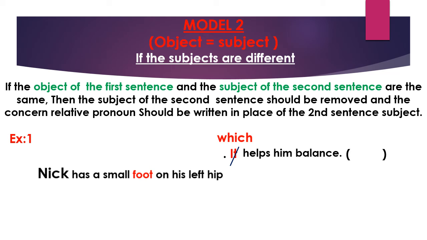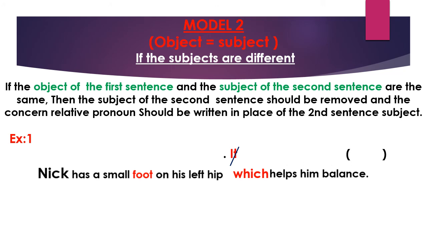First we should write the first sentence as usual. Nick has a small foot on his left hip. Now the relative clause should be written after the first sentence. Nick has a small foot on his left hip which helps him balance. Okay.